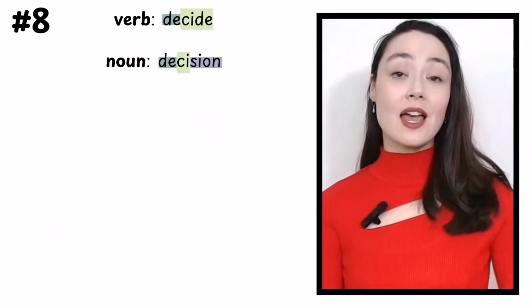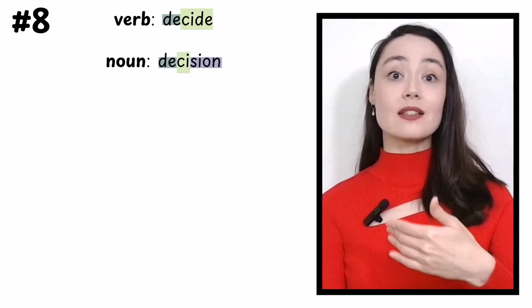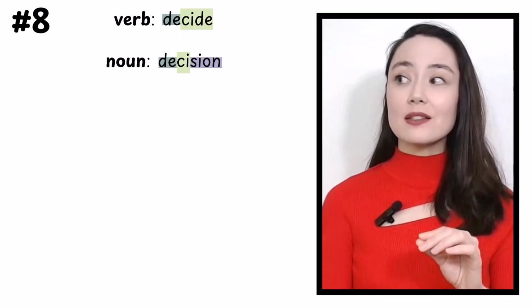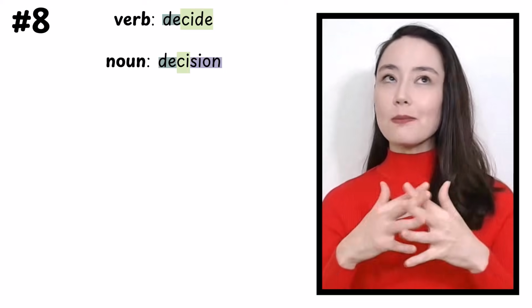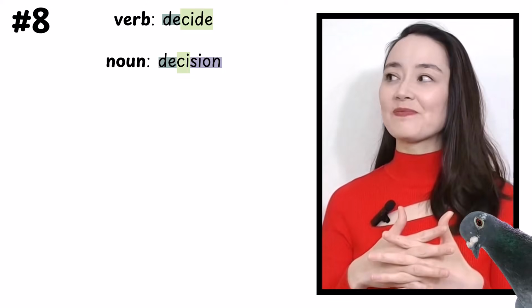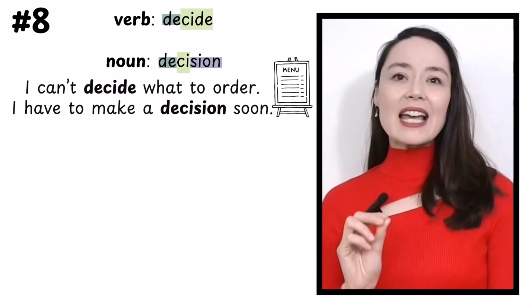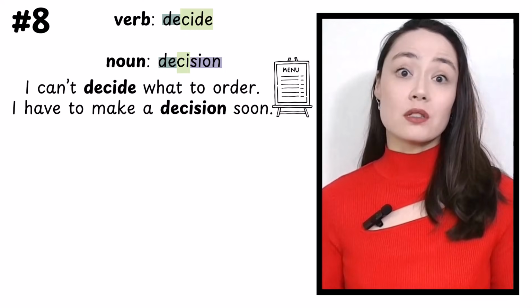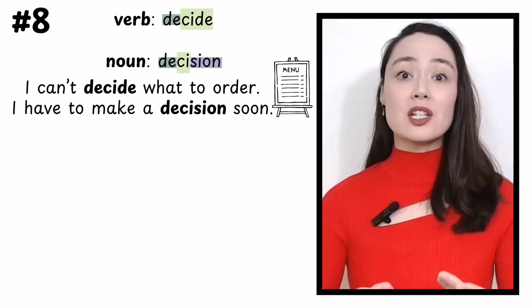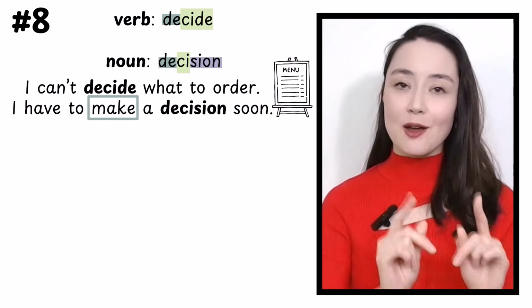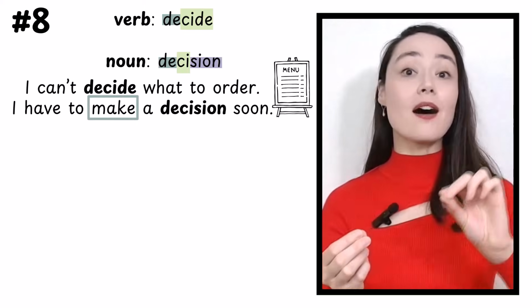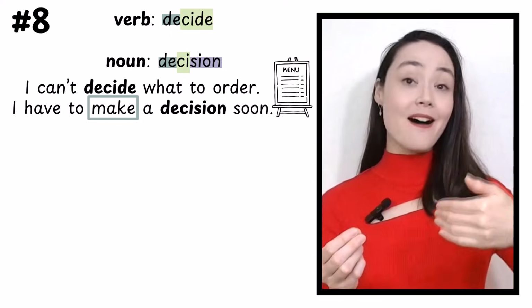The verb is decide. The noun is decision. Don't mix the two. I can't decide what to order. I have to make a decision soon. Notice how we use make with decision. Remember that. Make a decision.